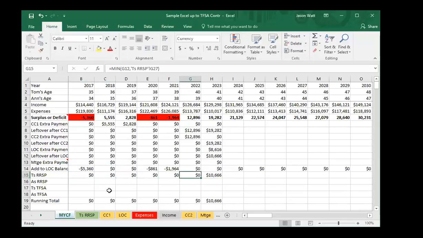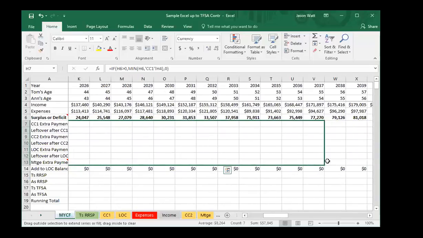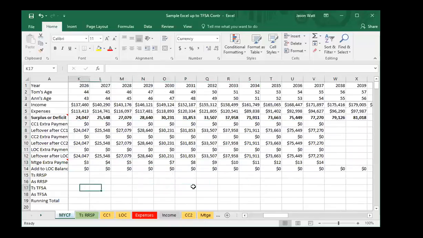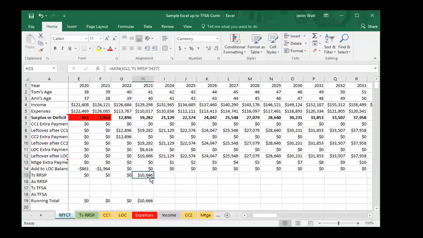Okay, so now we put that money into Tom's RRSP, and we're going to build out a few more years here, because eventually we're going to get to a point where Tom's RSP does get maxed out because of this.